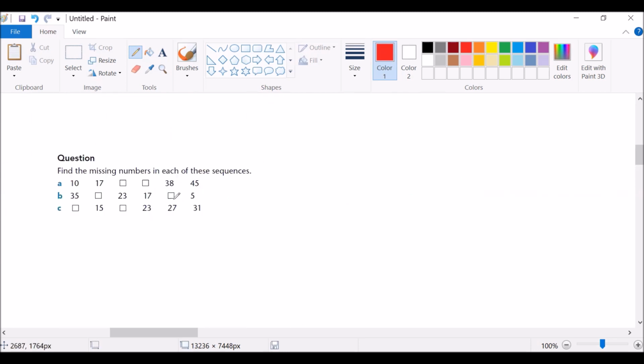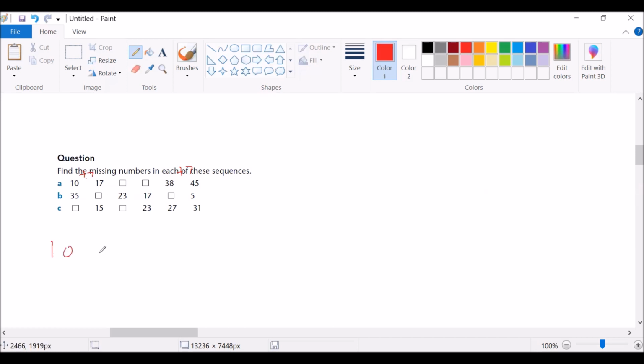So in some sequences, we may be given a list with some missing numbers. So the idea is to find the rule, then fill in the missing numbers. So what is happening here? We have these two numbers that are in sequence. We can get the rule from these two. 10 to 17. We could be adding 7. 10 plus 7, we get 17. Is it the same here? 38 plus 7, what do we get? 45. So we are adding 7.